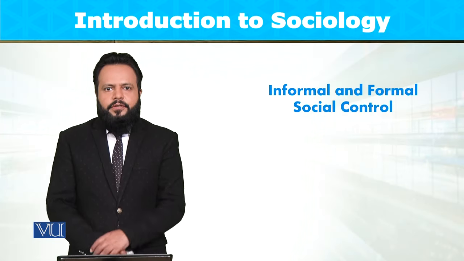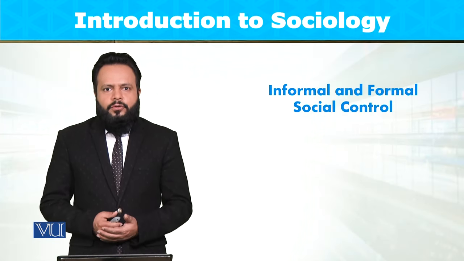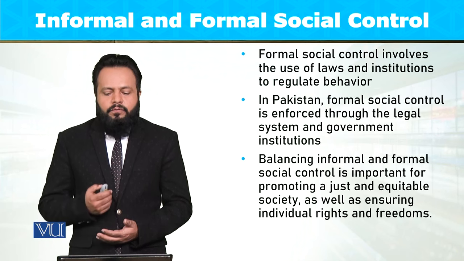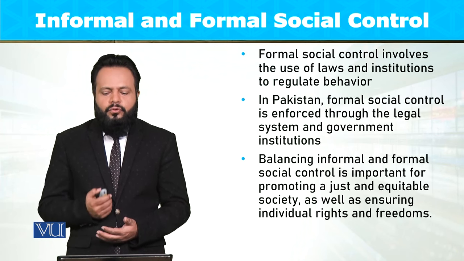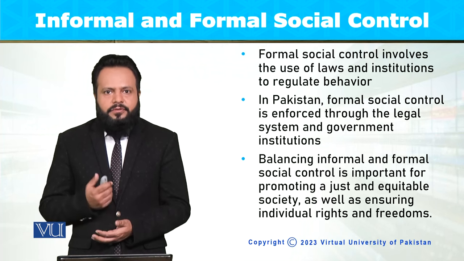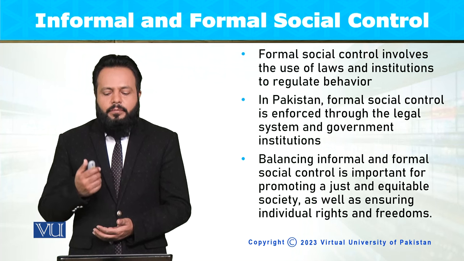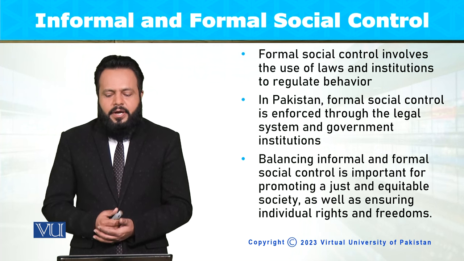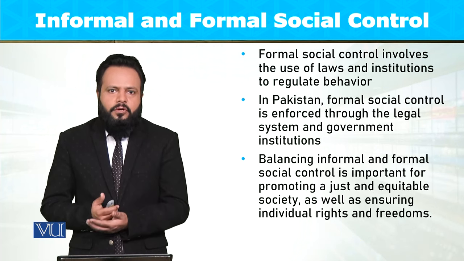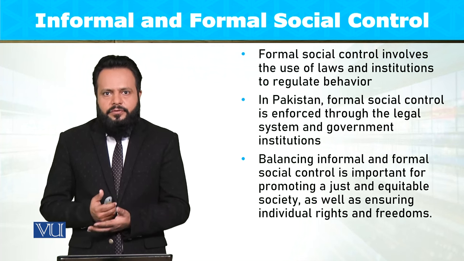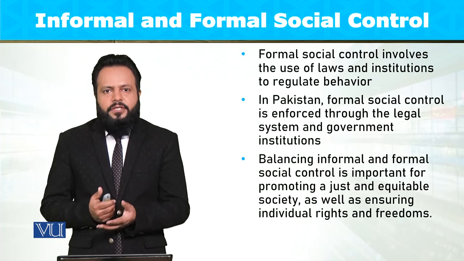Dear students, in this module, we are going to discuss two important aspects of social control: formal and informal mechanisms of social control. Formal social control involves the use of law and institutions to regulate behavior. In Pakistan, for example, the formal mechanism of social control is enforced through the legal system and through different government organizations or institutions, for example, police and central intelligence agencies.